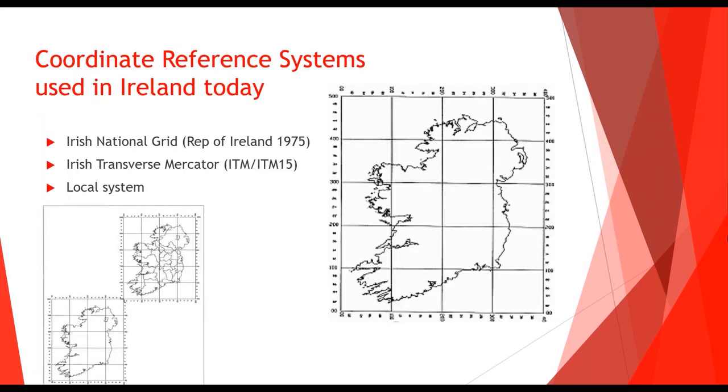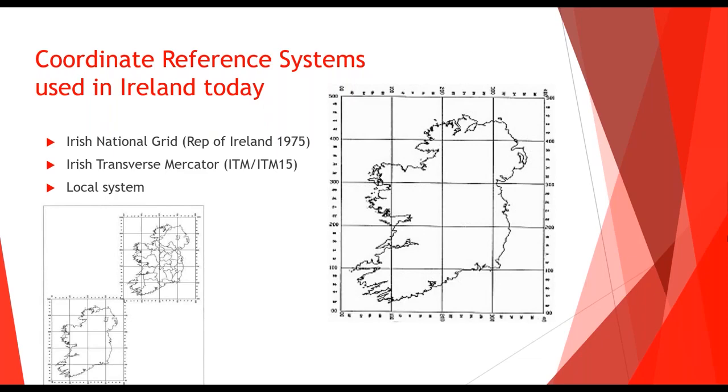Okay, coordinate reference systems used in Ireland today. Currently, we have Irish National Grid, which can also be called Republic of Ireland 1975. Just so you are aware, they both mean the exact same grid. We have Irish Transverse Mercator, and then that has since been superseded by Irish Transverse Mercator 2015, or commonly known as ITM 15. We also have guys using local systems who might want to shift or rotate their grids so that they're perpendicular or parallel running up their site, so offsets become a little bit easier.